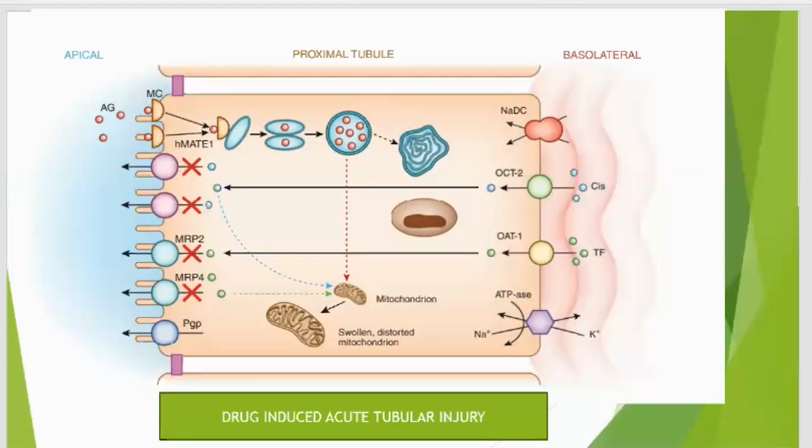Similarly, cisplatin as well as platinum-based agents cause injury via the same mechanism. As we can see, cisplatin enters the cell from the basolateral membrane via OCT2, the organic cation transporter 2, and then it is effluxed via the MATE1 transporter. So when the concentration increases, that is when it causes injury.